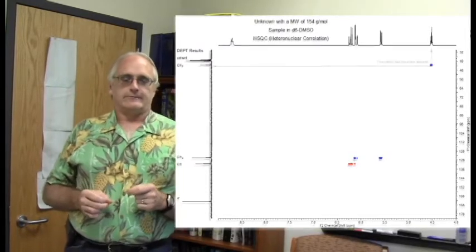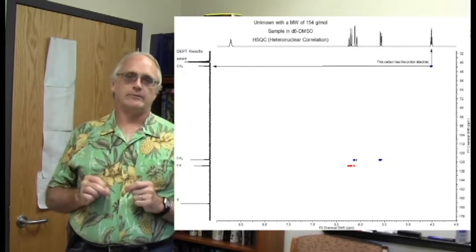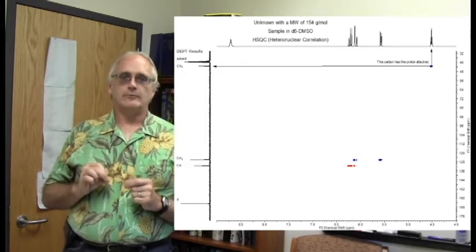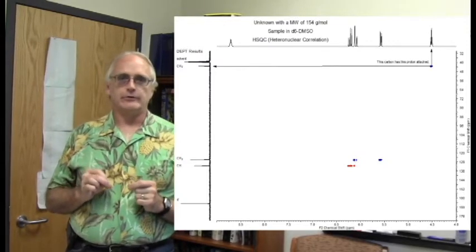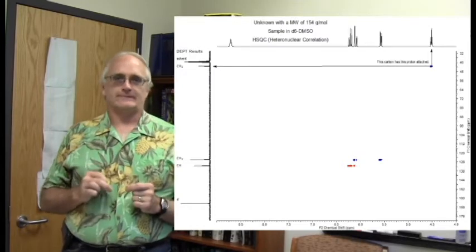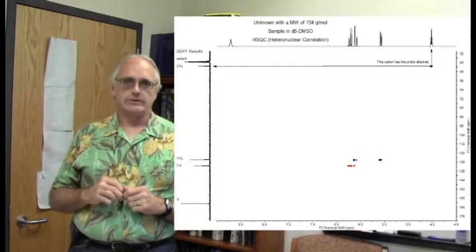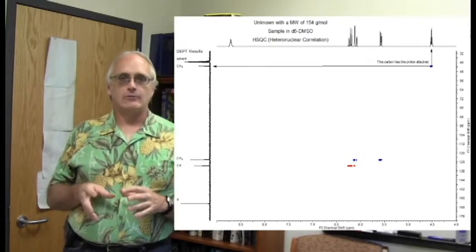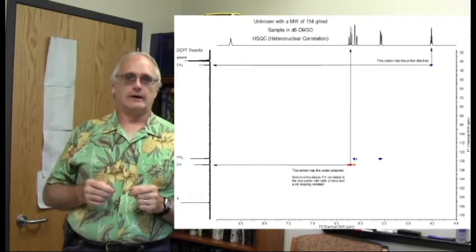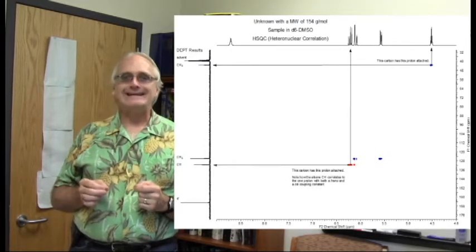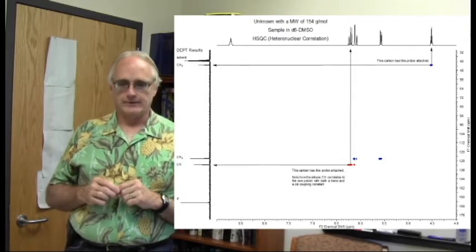Look at the first correlation I've drawn in on the spectrum here. The fact that this spot is out here at this position tells me that this carbon at roughly 45 ppm correlates to, is coupled to, the proton at 4.5 ppm. In other words, this carbon and that proton are attached to each other. That is why we call it a heteronuclear correlation spectrum. Here's the second correlation I've drawn in, and this is one of the alkene protons correlating with one of the alkene carbons.